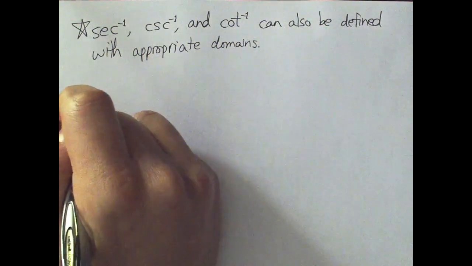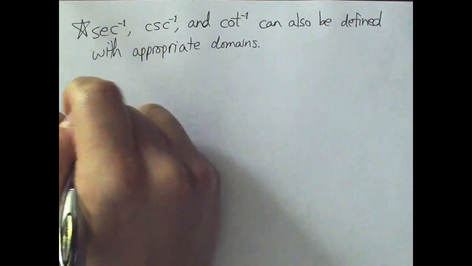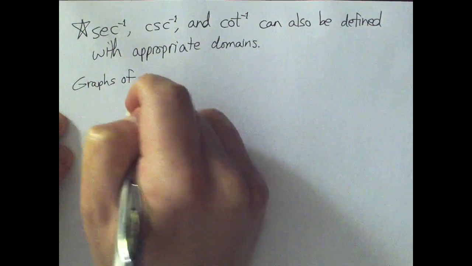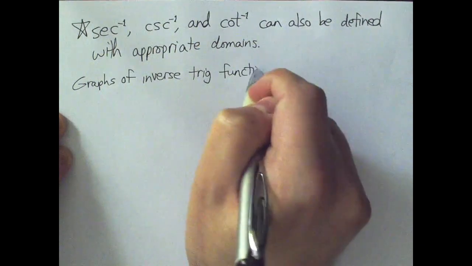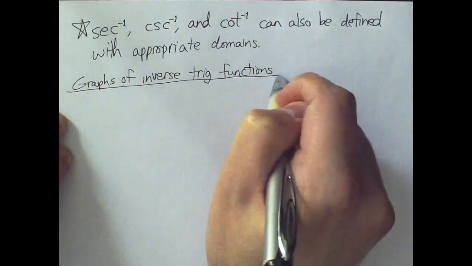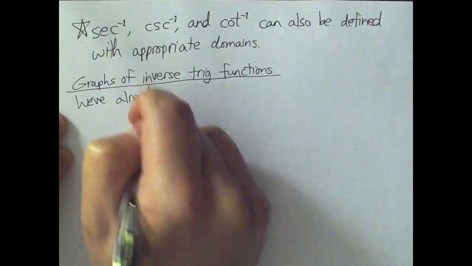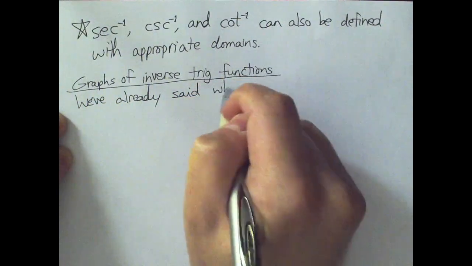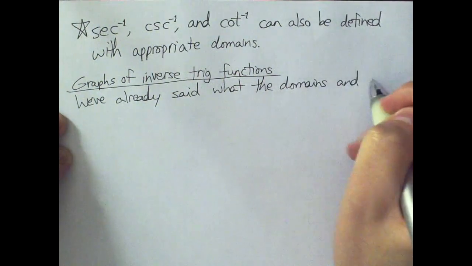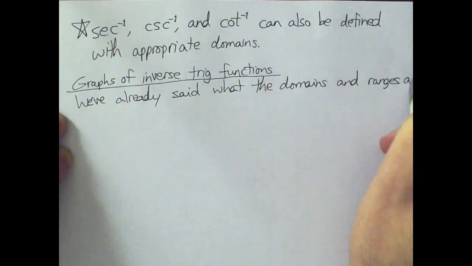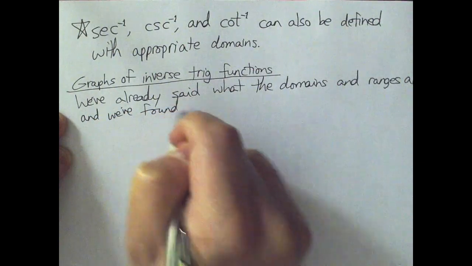They do exist. Let's talk real quick about graphs of inverse trig functions. By now, you know the graphs of the original trig functions. We've already said what the domains and ranges are, and we've found a few points.